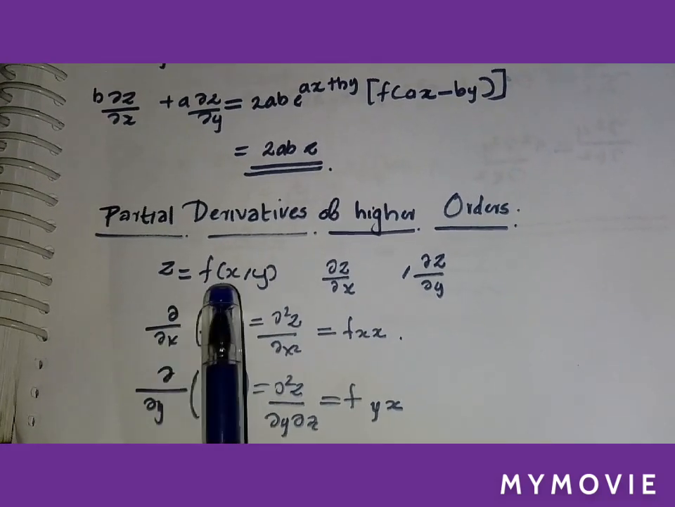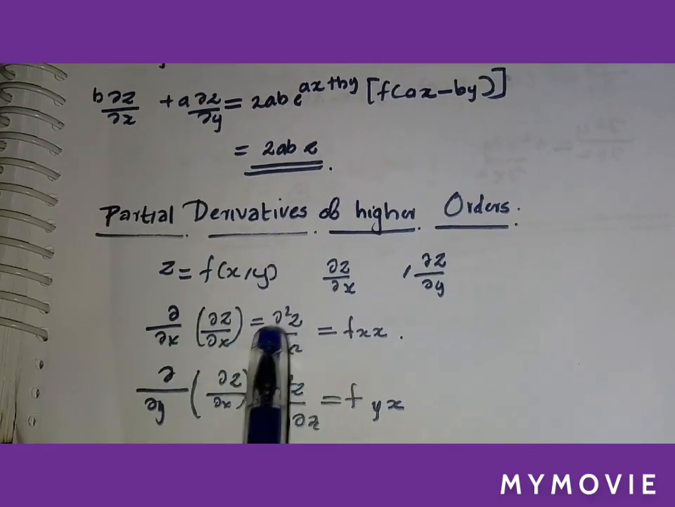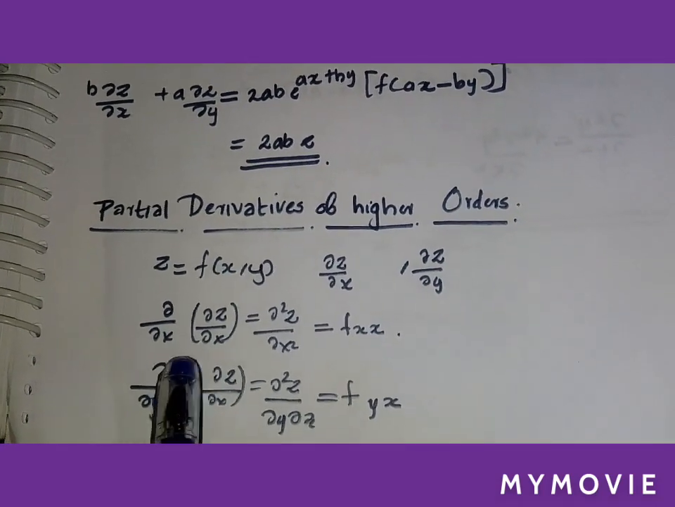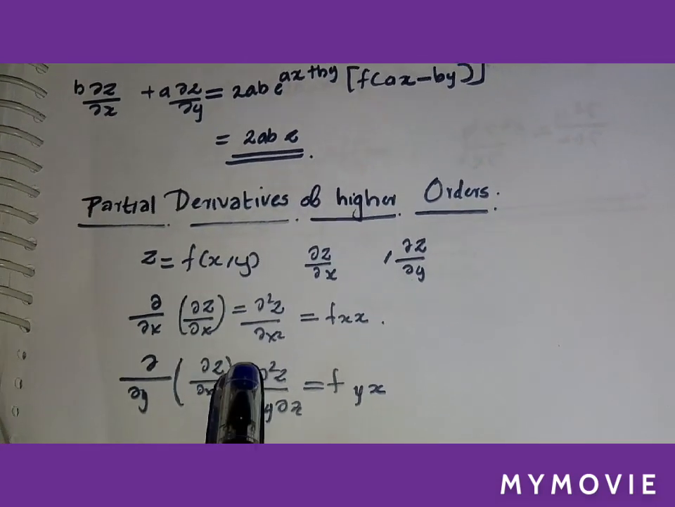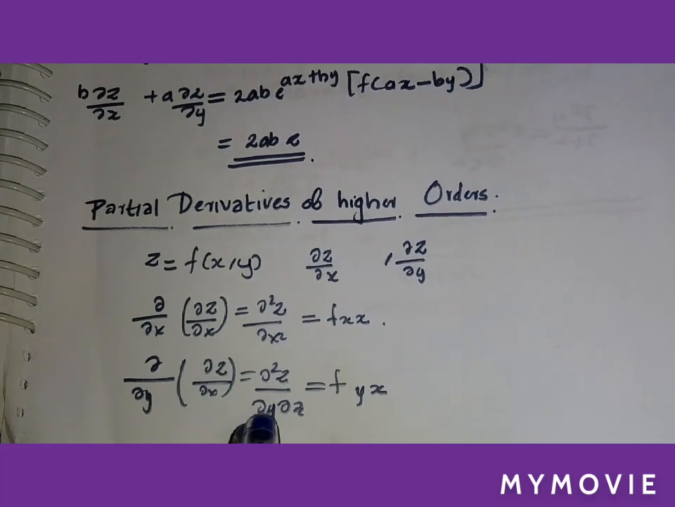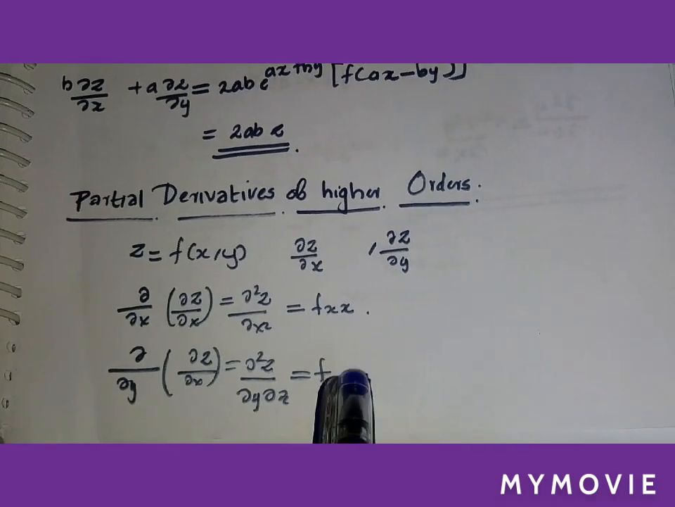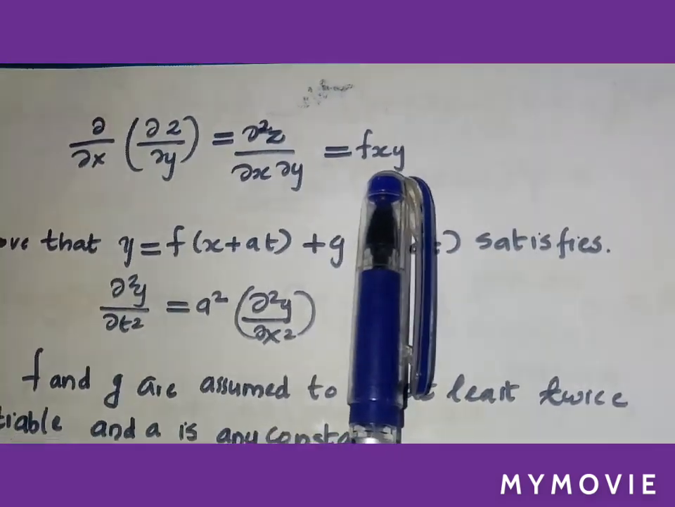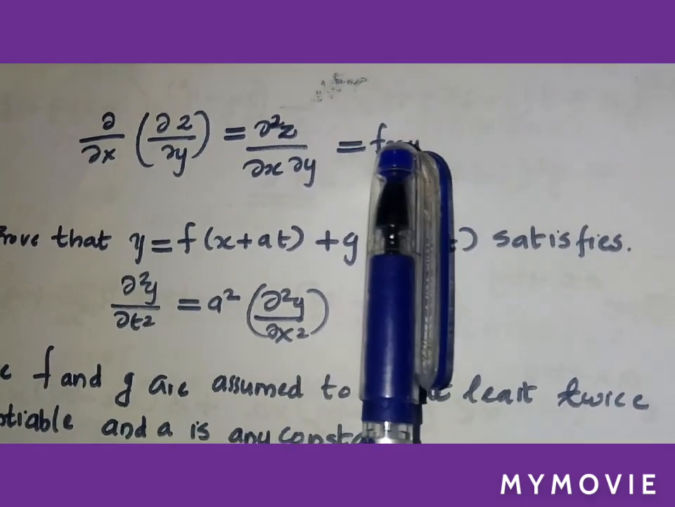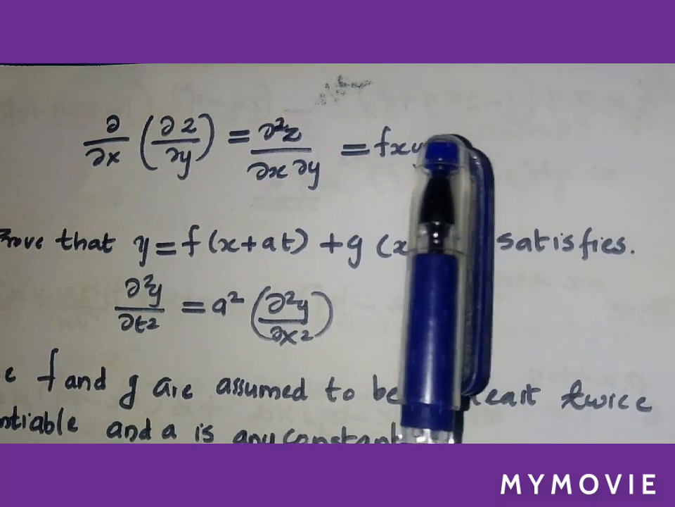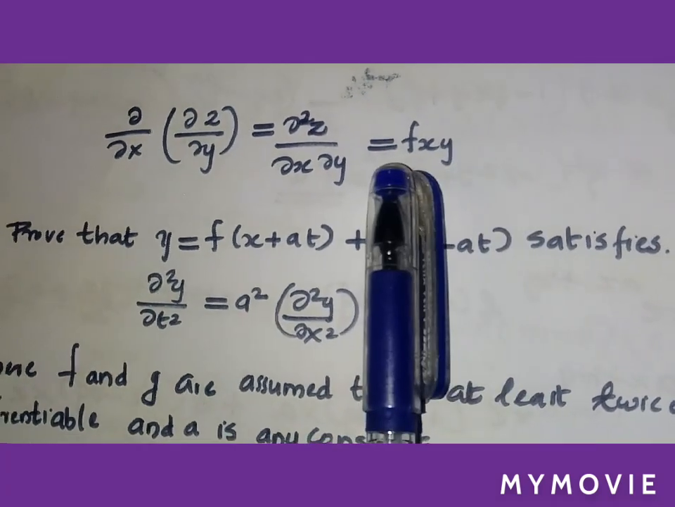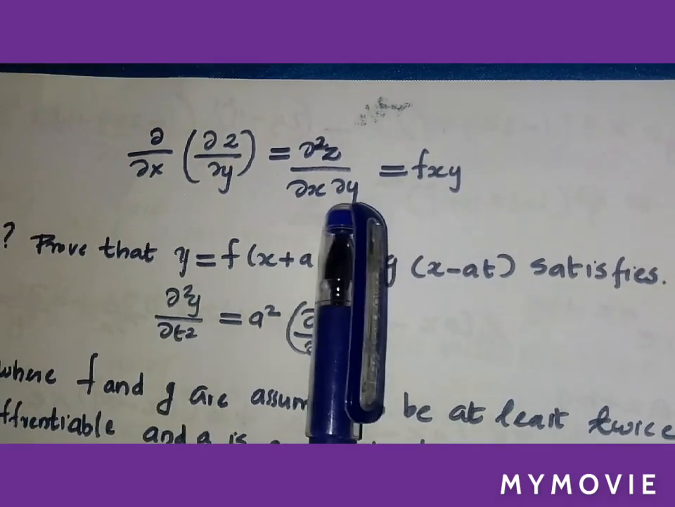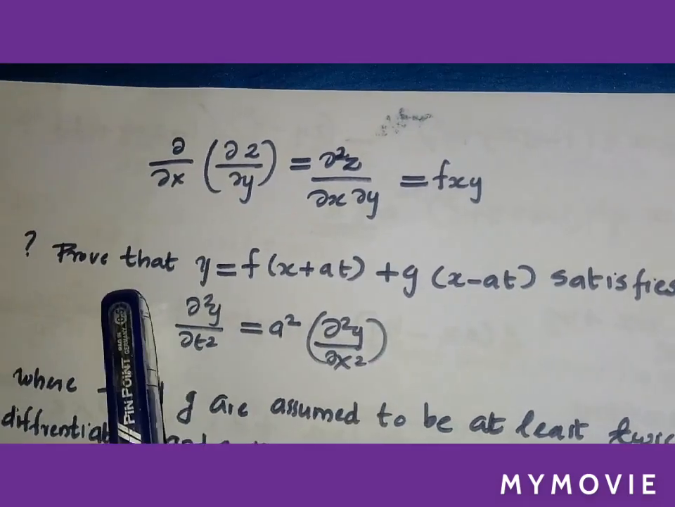So dou by dou x of dou z by dou x means dou square z by dou x square. It can be represented as fxx. Dou by dou y of dou z by dou x is dou square z divided by dou y dou x, that's equal to fyx. Similarly, we can find fxy, that is, first we have to find the y derivative and then x. That is dou square z by dou x dou y.